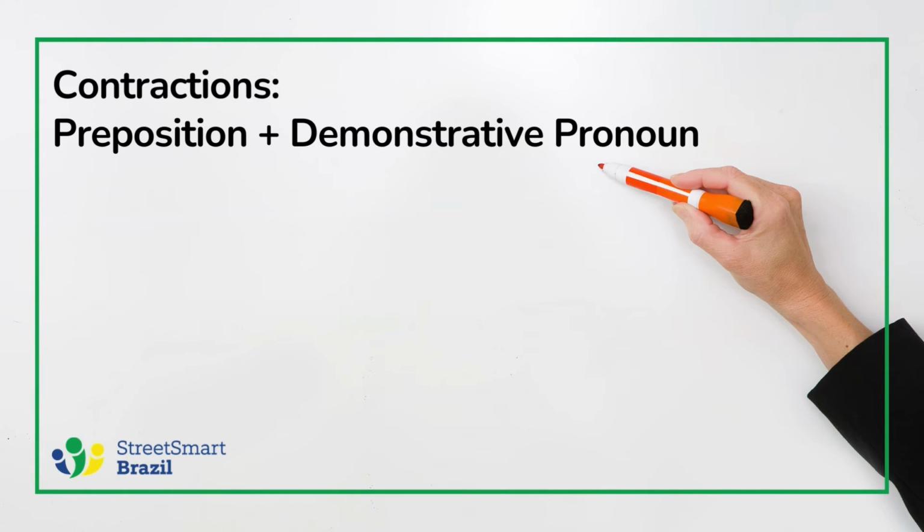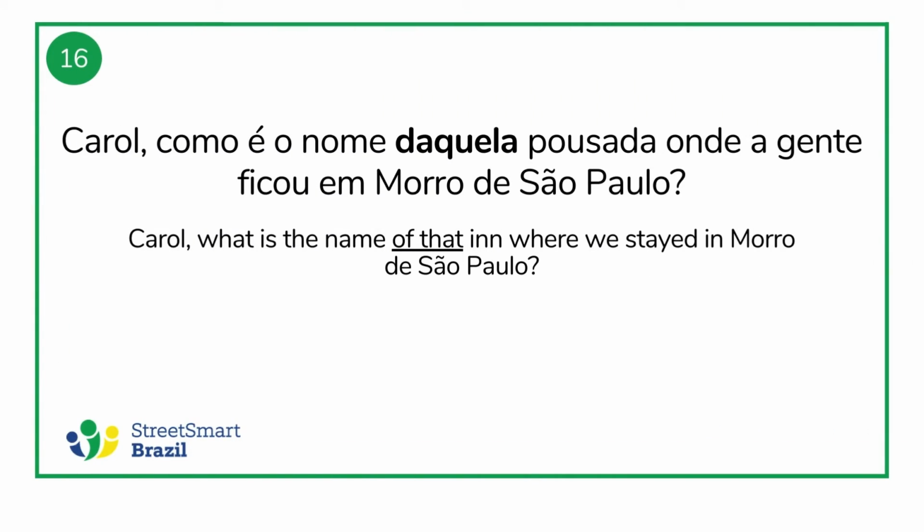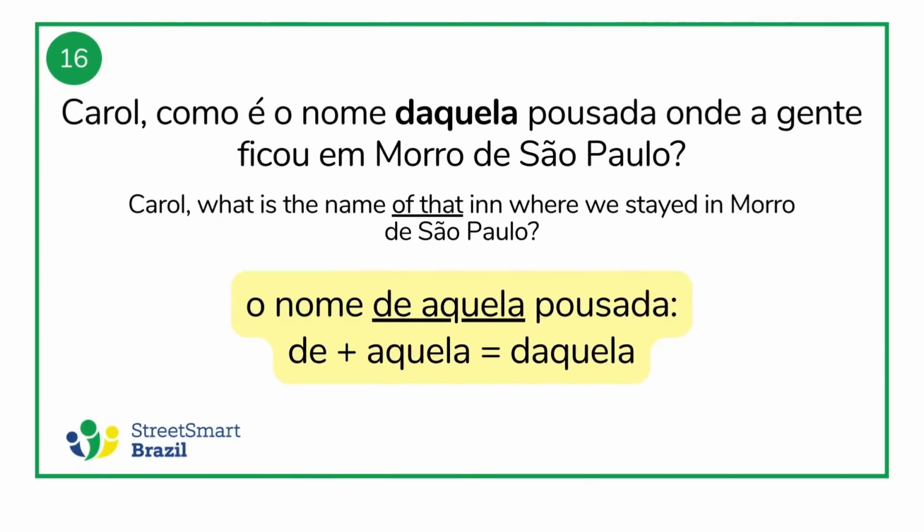They're not optional. So let's go back to the example in which I am reminiscing about my trip to Morro de São Paulo with Carol. Carol, what is the name of that inn where we stayed in Morro de São Paulo? Carol, como é o nome daquela pousada onde a gente ficou em Morro de São Paulo? Let me show you exactly what's happening. The name of that inn, o nome de aquela pousada. Like I said, the contraction is mandatory, so de plus aquela becomes daquela. Como é o nome daquela pousada?